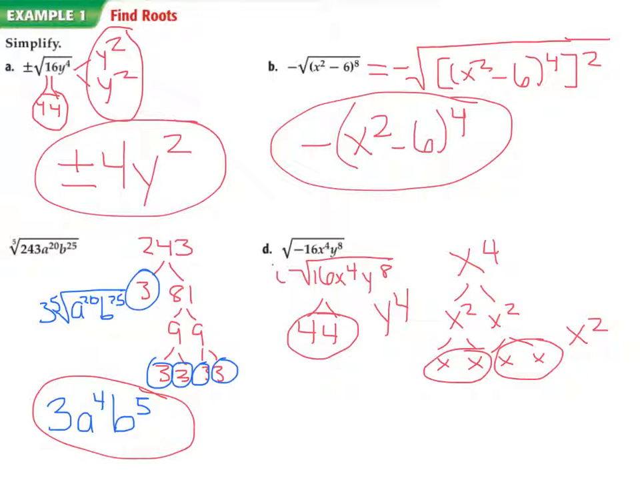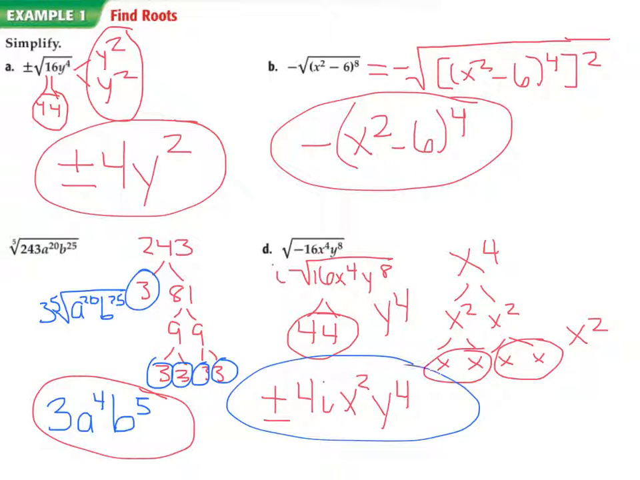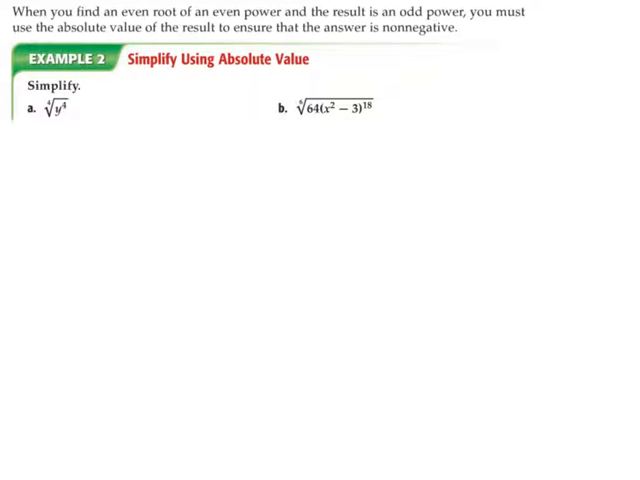So our final answer here is going to be plus or minus 4i x squared y to the 4th. When you find an even root of an even power and the result is an odd power, you must use the absolute value of the result to ensure that the answer is non-negative.